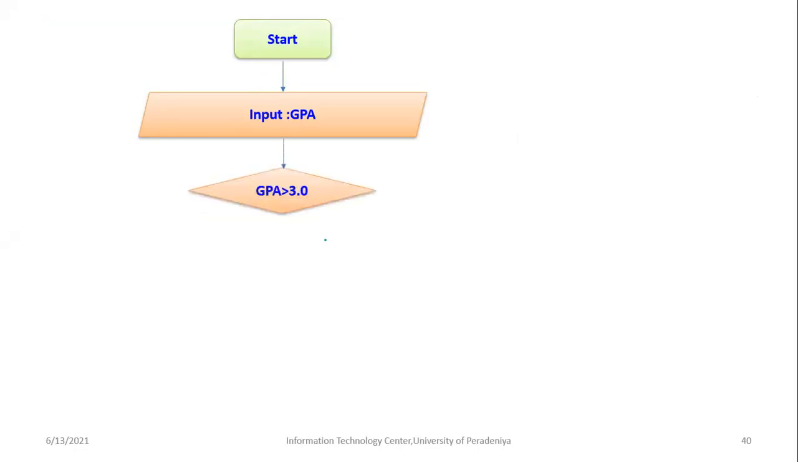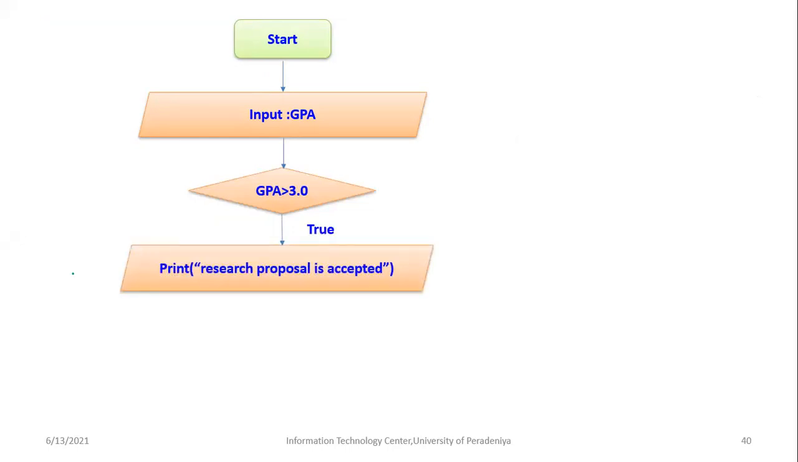Okay, so this is how we draw the algorithm. Start and input GPA. Before this, we can prepare a space for storing GPA. So input GPA, and if it is greater than 3, then we can have output saying research proposal is accepted.